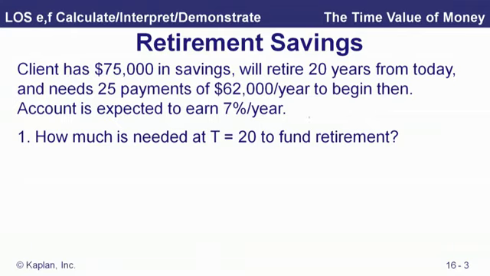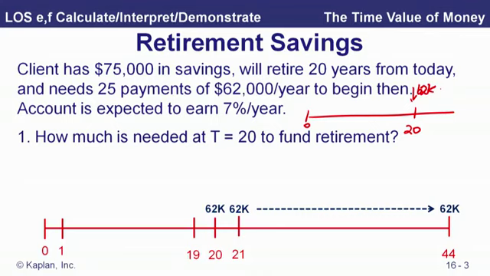Now, let's draw a little timeline here. And here we are at time 0, and here we are out here at time 20. So this is where the first $62,000 payment comes out. So what we're going to do, here's a little fancier version of my timeline. We've got those 25 payments of $62,000, first one at time 20. That's the day he retires. So that's actually, we're going to see the day the last deposit goes in as well. But we don't need to look at that yet. So we need $62,000 a year for 25 years, starting 20 years from today.